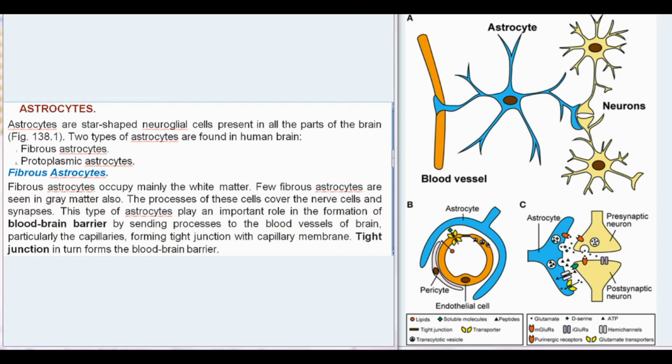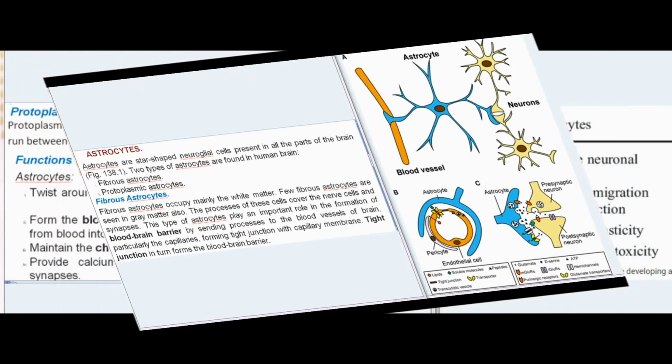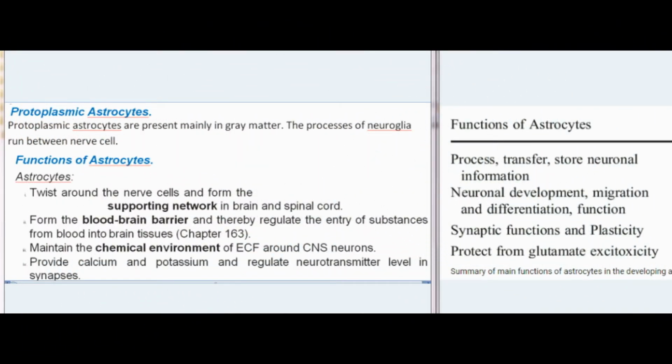This type of astrocytes play an important role in the formation of blood-brain barrier by sending processes to the blood vessels of brain, particularly the capillaries, forming tight junction with capillary membrane. Tight junction in turn forms the blood-brain barrier. Protoplasmic astrocytes. Protoplasmic astrocytes are present mainly in gray matter. The processes of neuroglia run between nerve cell.